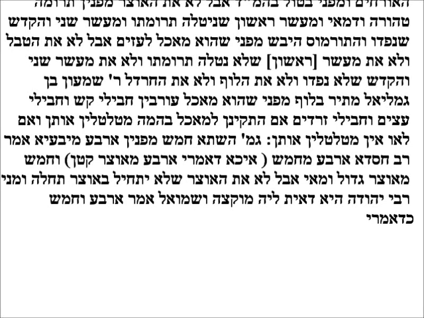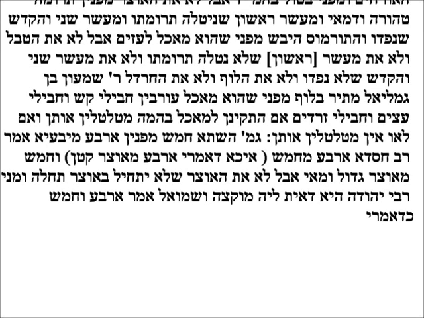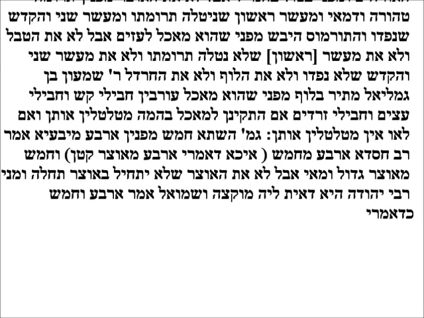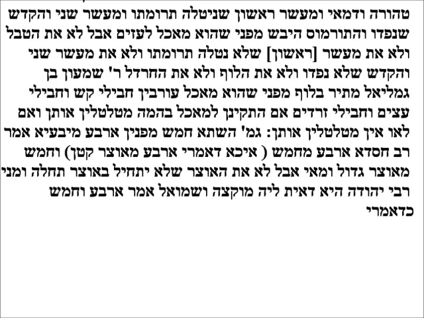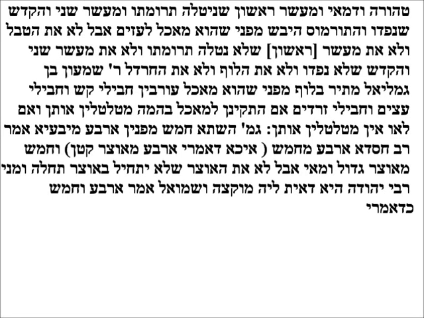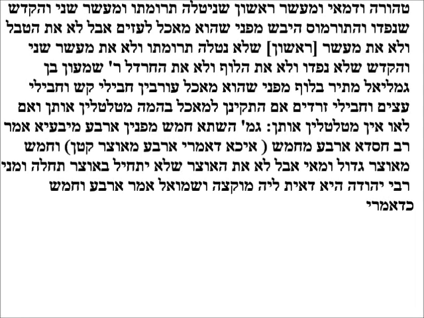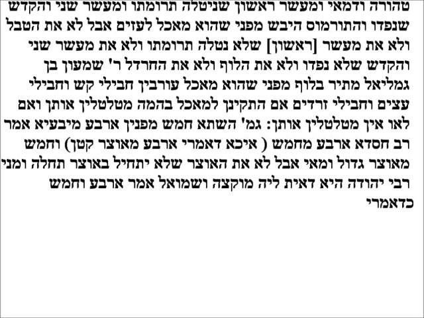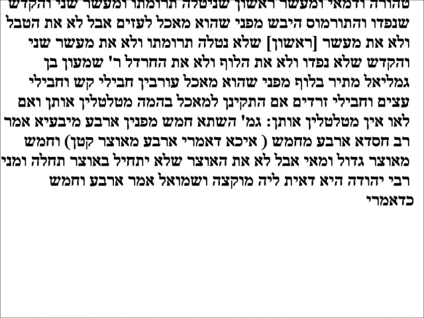But not all of them, he said. Ika de amri arba me'otzar katan. Others report four from a small storeroom, and five baskets from a large storeroom, chamesh me'otzar gadol. The fact that we're making the difference between small and large suggests that we are talking about a storeroom rather than just storing in a general sense. Right.